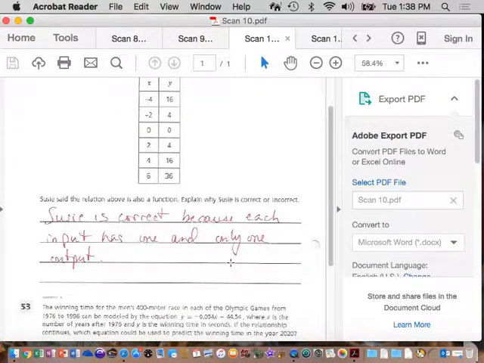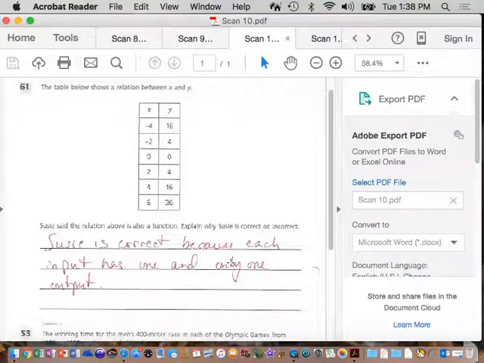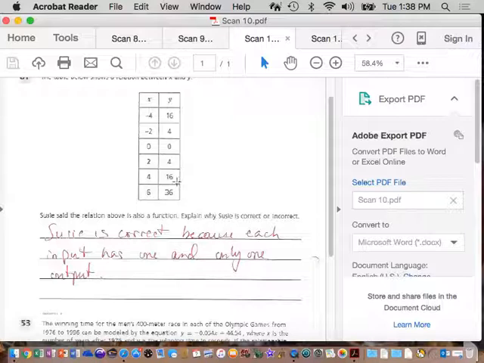Here we go. It says here, the table below shows it. Susie says the relation above is also a function. Is she correct or not? She is correct, because all of the x values have a y value. If any of these x values repeated, like if it was 4, -2, -2, 0, then it wouldn't be a function. But nothing repeats on the x values, the input values, therefore it is a function.